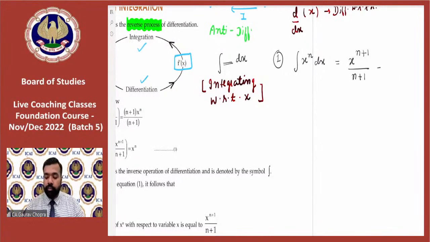And at last, we have to write one constant, that is c. We always have to write this constant. Now the question is, why do we write this constant?